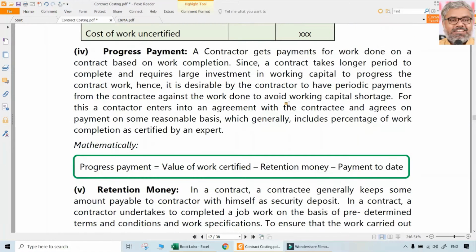Though it may not be really important for the contract account, just for understanding purposes, progress payments can be made by the contractee to the contractor. We are preparing in the books of the contractor, that we should keep in mind. Progress payments means generally, on the basis of the percentage of work done, the client will keep on paying some money. That is progress payment. How to get that? Value of the work certified is the basis, and the client is paying to us. So what does he pay? Value of the work certified minus retention money minus payments, if at all, already made to date. That will be the progress payment that the client releases on a periodic basis.